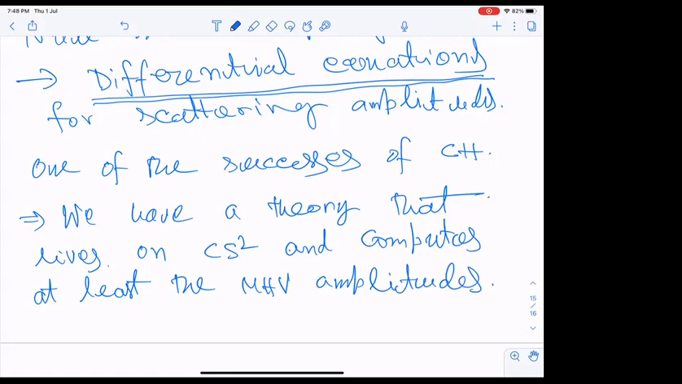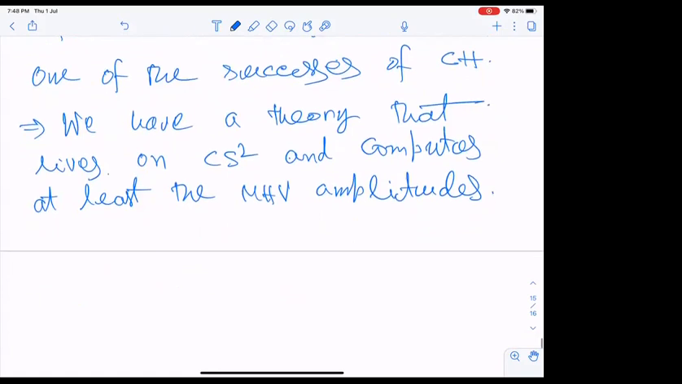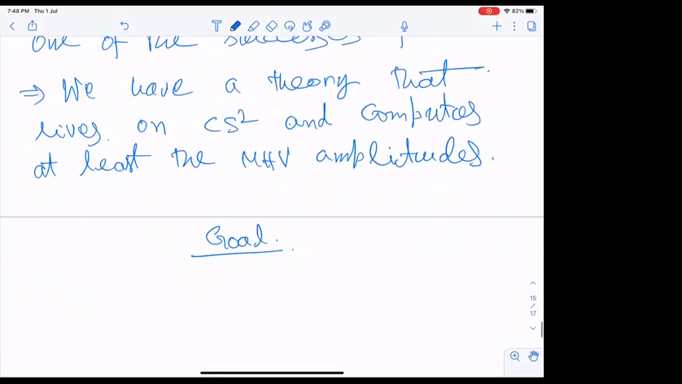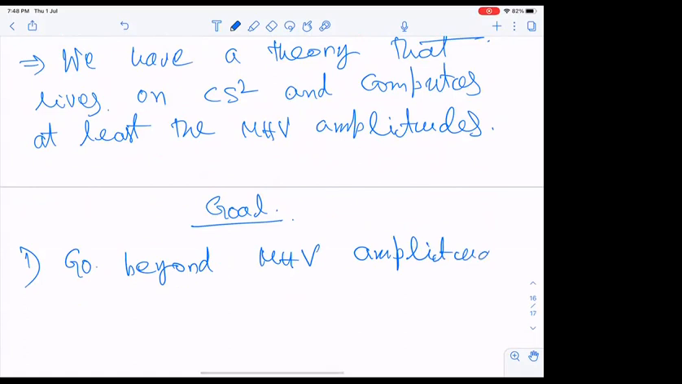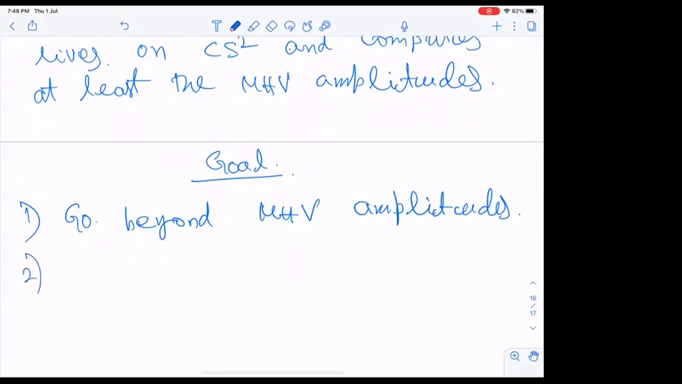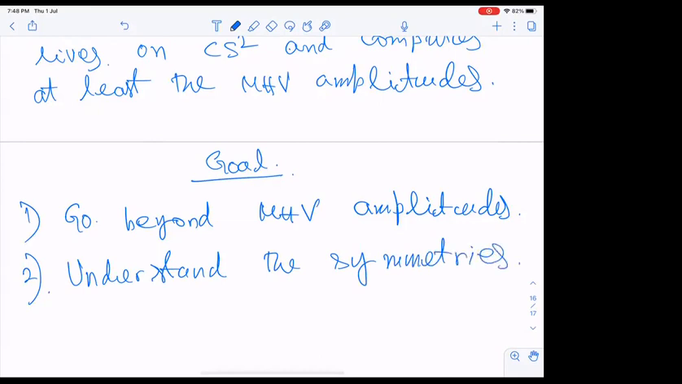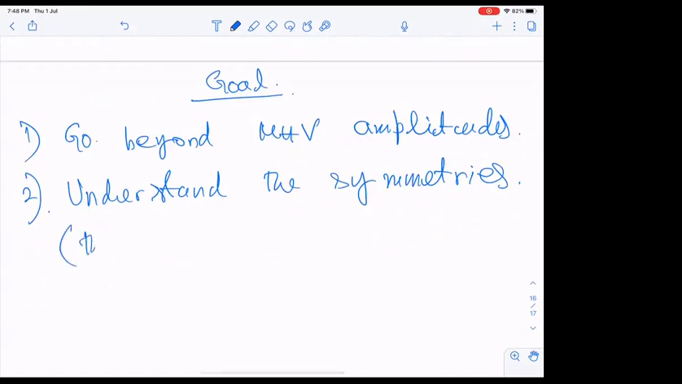Okay, now our goal is basically to go beyond this. And essentially, I can stop by saying what the goals are. So basically, the things to do are to go beyond MHV amplitudes. Okay, so this is one of the things. And then important is to understand the symmetries, because it has more symmetries, and there are other soft theorems.